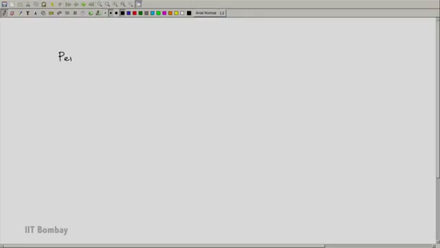Welcome back. It's time for us to look at not only engines and refrigerators in a qualitative way, but look at them in some quantitative way. So let us look at their performance parameters.